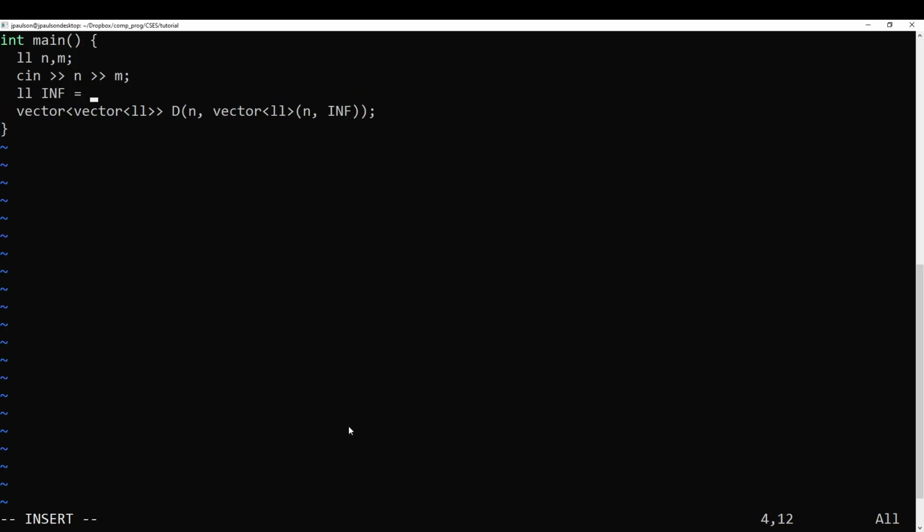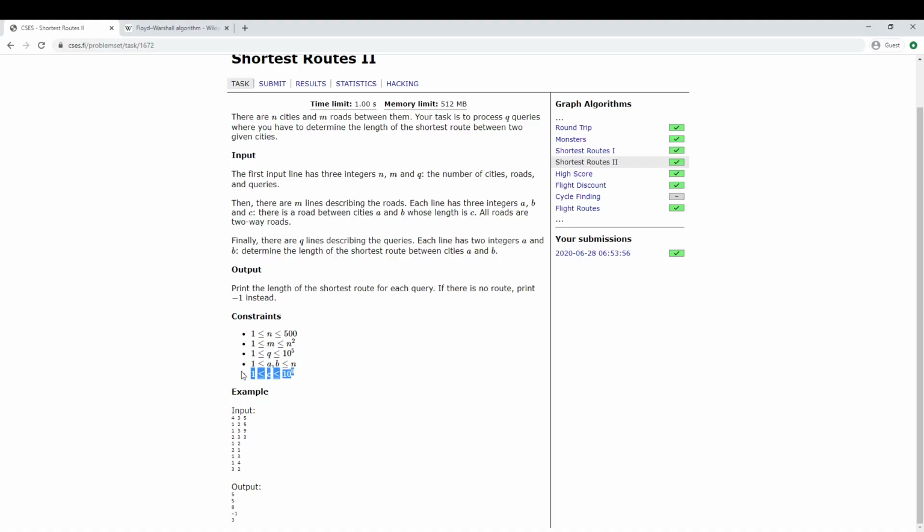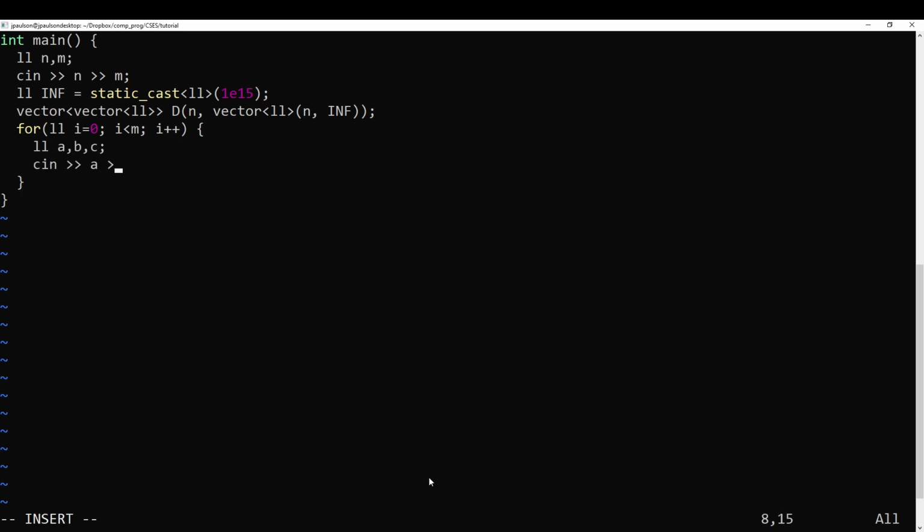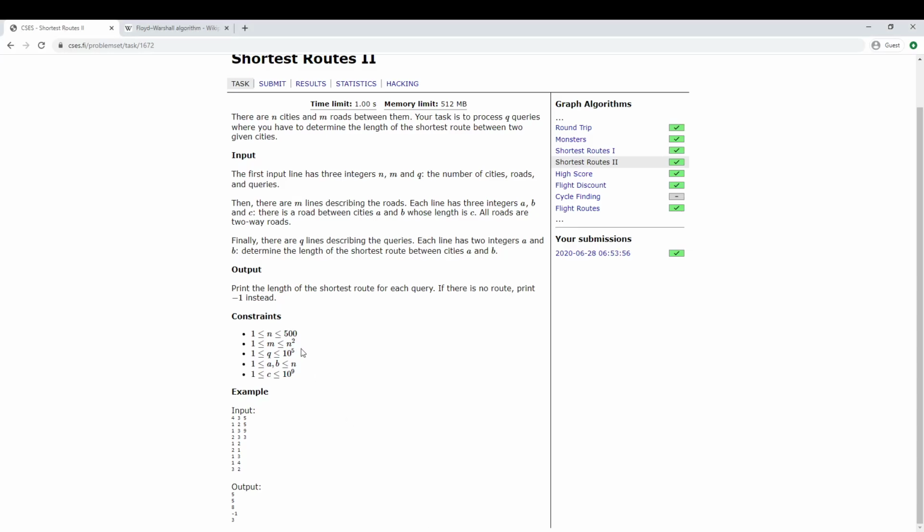And we're going to want some concept of infinity. A safe concept of infinity will be 10 to the 15. You just want it to be longer than any possible path in the graph, and the longest path in the graph is 500 nodes long times 10 to the 9 per edge, so 10 to the 15 will be fine. Okay, and then for the edges, we read in the edge, which is a, b, c, and it's two-way, bidirectional.